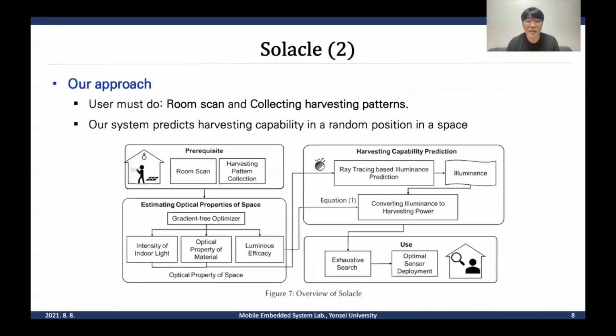We propose the following approach to solve the problem. Users perform a room scan and harvesting pattern collection, and Solacle predicts harvesting energy at any position in the space. This allows users to understand the harvesting capability of the entire space.